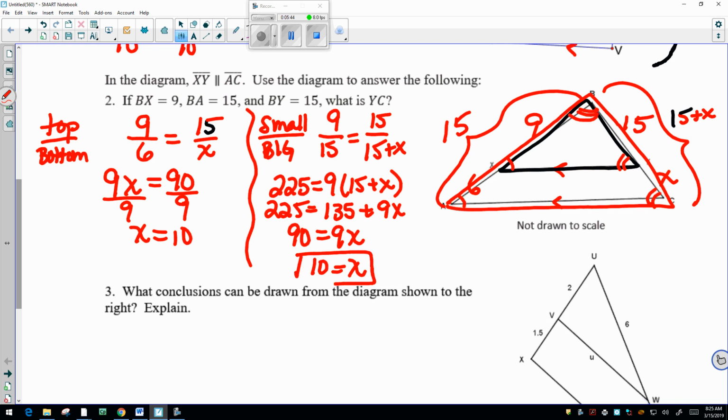So here's two very different ways that we could solve this problem. First method is dealing with that side splitter theorem. Second method is dealing really more with similar triangles and being in proportion.